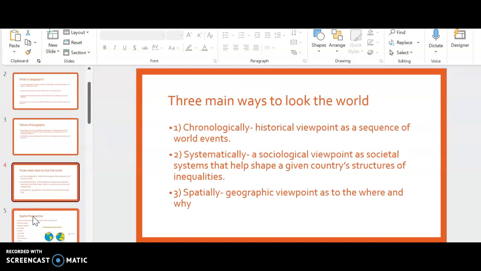And the 3 main ways that we look at the world are, we look at them in a chronological sense, which is historical viewpoints, what year did what happen, etc. We look at them systematically, which is a sociological viewpoint, so you can see how sociology ties into geography. And then we look at them spatially too. So that's the geographic way. We look at spatially where things are, why they're spaced apart, etc.